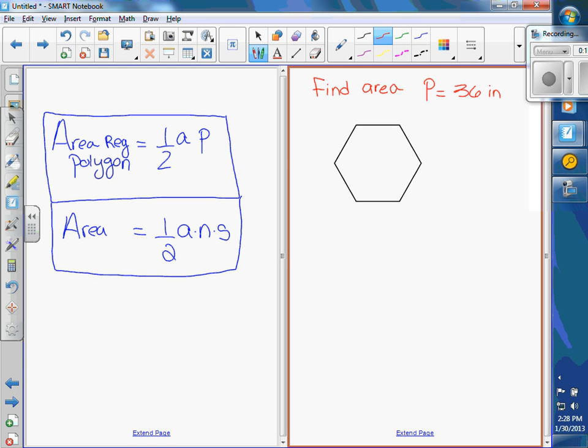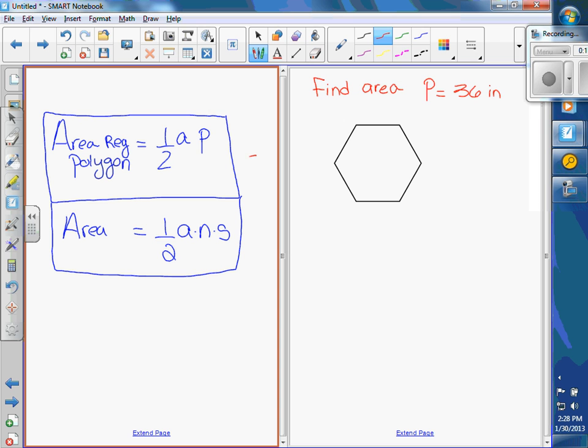Okay? That's all I'm giving you, and you should be able to find the area now. You have to draw upon your old skills. So what do you need? We need some stuff in these formulas, right? You need interior angle, exterior angle. Oh, no, you don't. So think triangles.